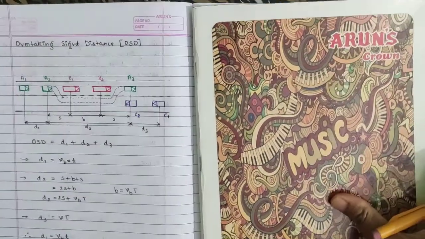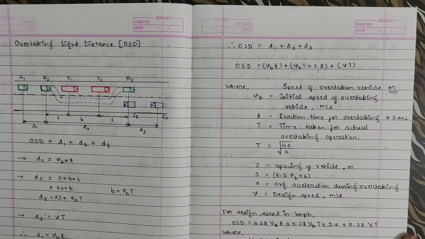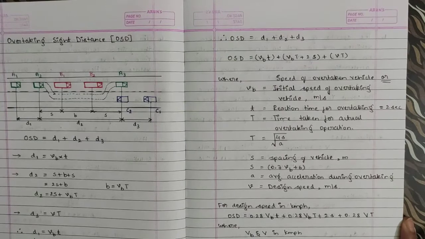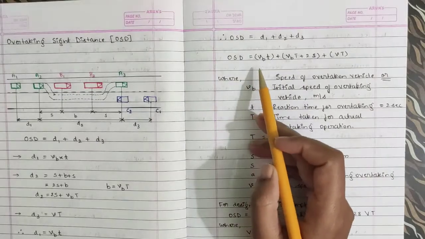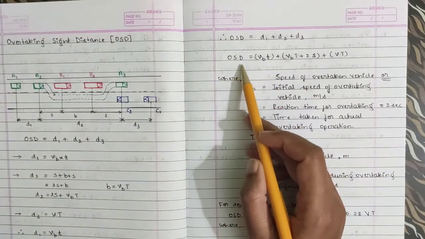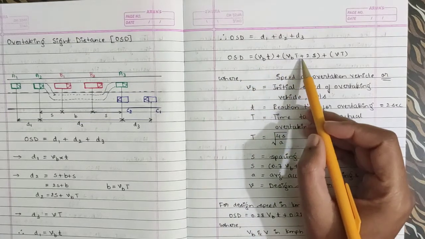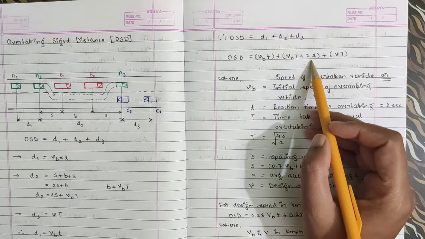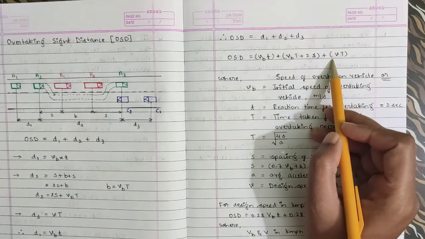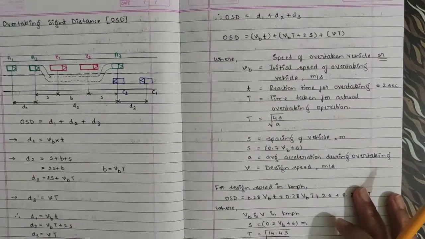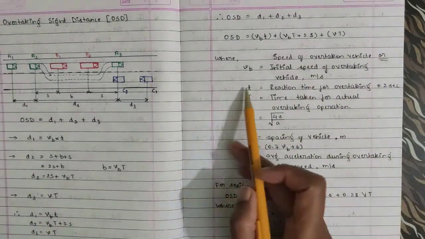Again, we can write it in this form. The overtaking side distance formula you have analyzed, and you have arrived at this formula: overtaking side distance OSD is equal to VB T plus VB capital T plus 2S plus V into capital T. Here we shall see one by one what these terms are.